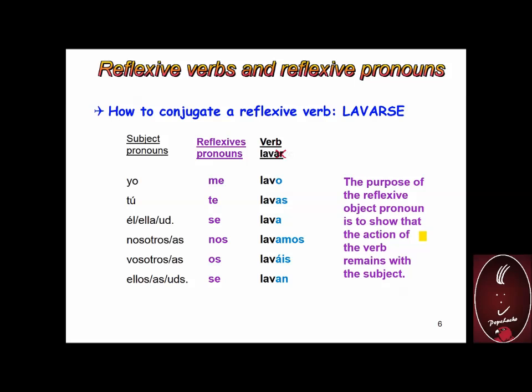So remember, reflexive verbs in Spanish end with se, and to conjugate a reflexive verb in Spanish, we have to use reflexive pronouns. And reflexive pronouns are placed before the conjugated verb or can be attached at the end of the infinitive form of the verb.